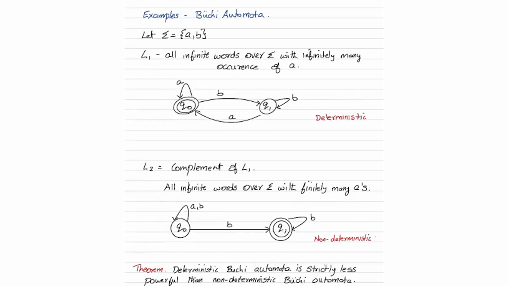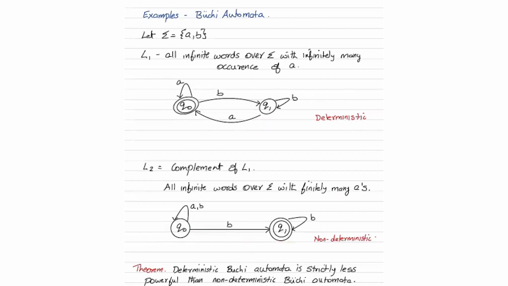I can. I start with Q0 and keep looping on Q0 on both A and B. At some point the automaton guesses that it's not going to see any more A's, because it wants to accept only finitely many A's. So on a B it changes state to Q1, and then there is a loop only on B. So this is an intrinsically non-deterministic automaton. The earlier one was a deterministic automaton.